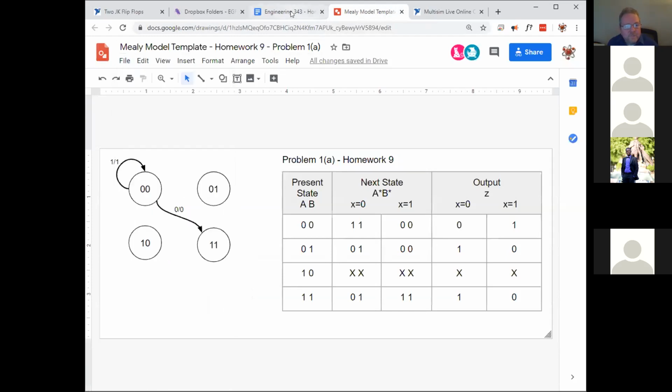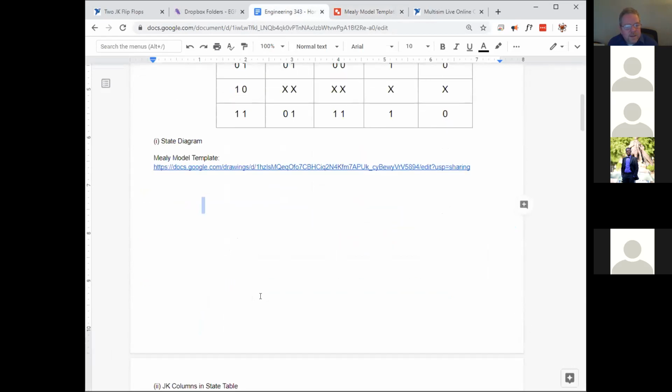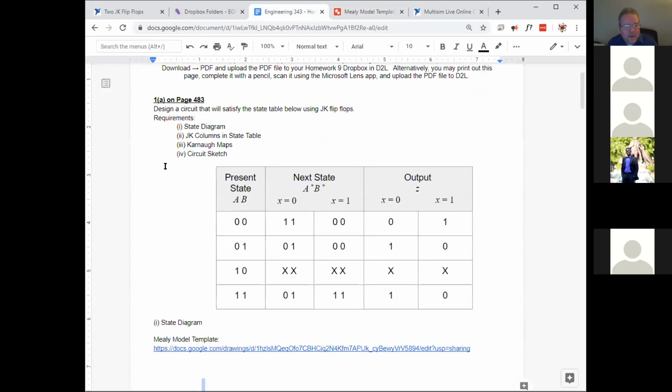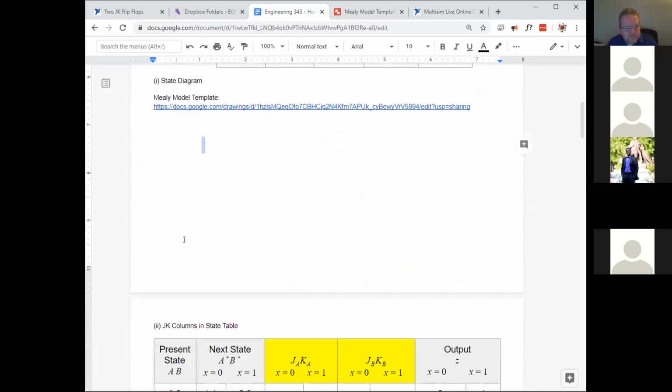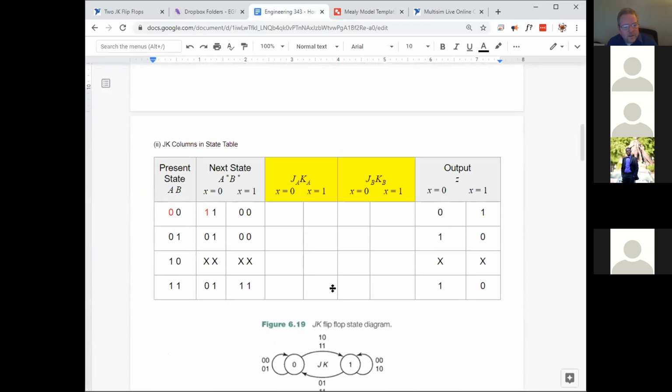Let's move on to the next step, which is step II here, and that's to make columns for JK. So you can see that everything over here is the same as what I had before, and everything over here is the same as I had before, but I'm entering these new columns that will help us identify what are the inputs into this block that we call a JK flip-flop.